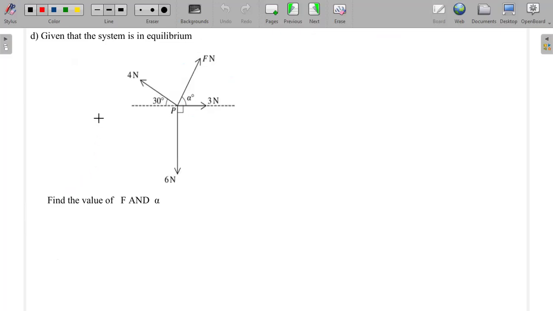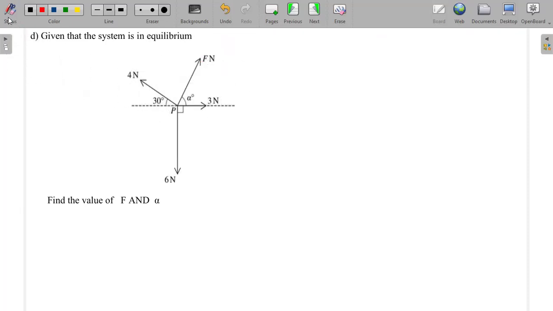Question D, which is saying, given that the system is in equilibrium, find the value of F and the alpha. So the value of F is this one. This is the F that they want us to calculate, and the angle from the positive y-axis, that is the alpha that they're talking about. So they've already told us to say this particular system is in equilibrium. And if it's in equilibrium, that means the net force is equal to zero. The net force in this particular case should be equal to 0.